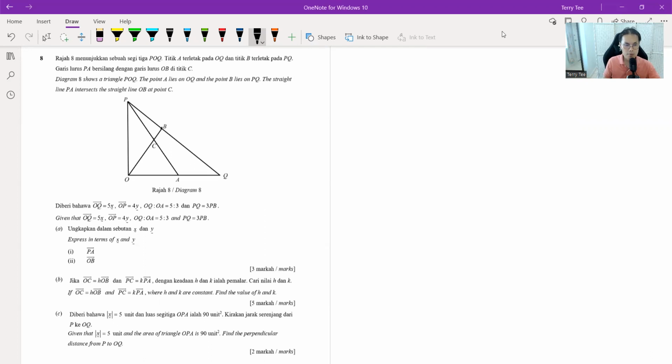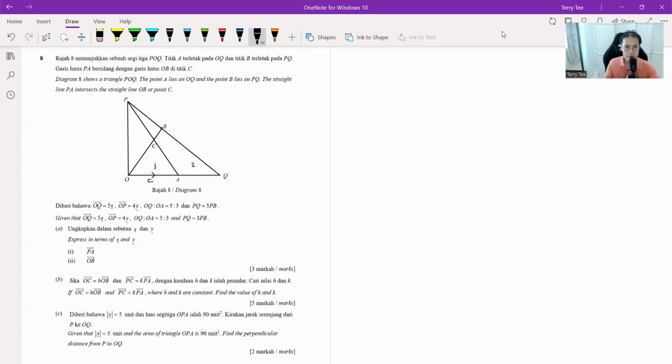Now, you're supposed to express in terms of x and y vector PA and OB. Okay, so first of all, I think I'll just label everything first. You're given that OQ, OA is 5 to 3. That means the whole thing is 5. This is 3. This is 3. Whole thing is 5. So this is 2.